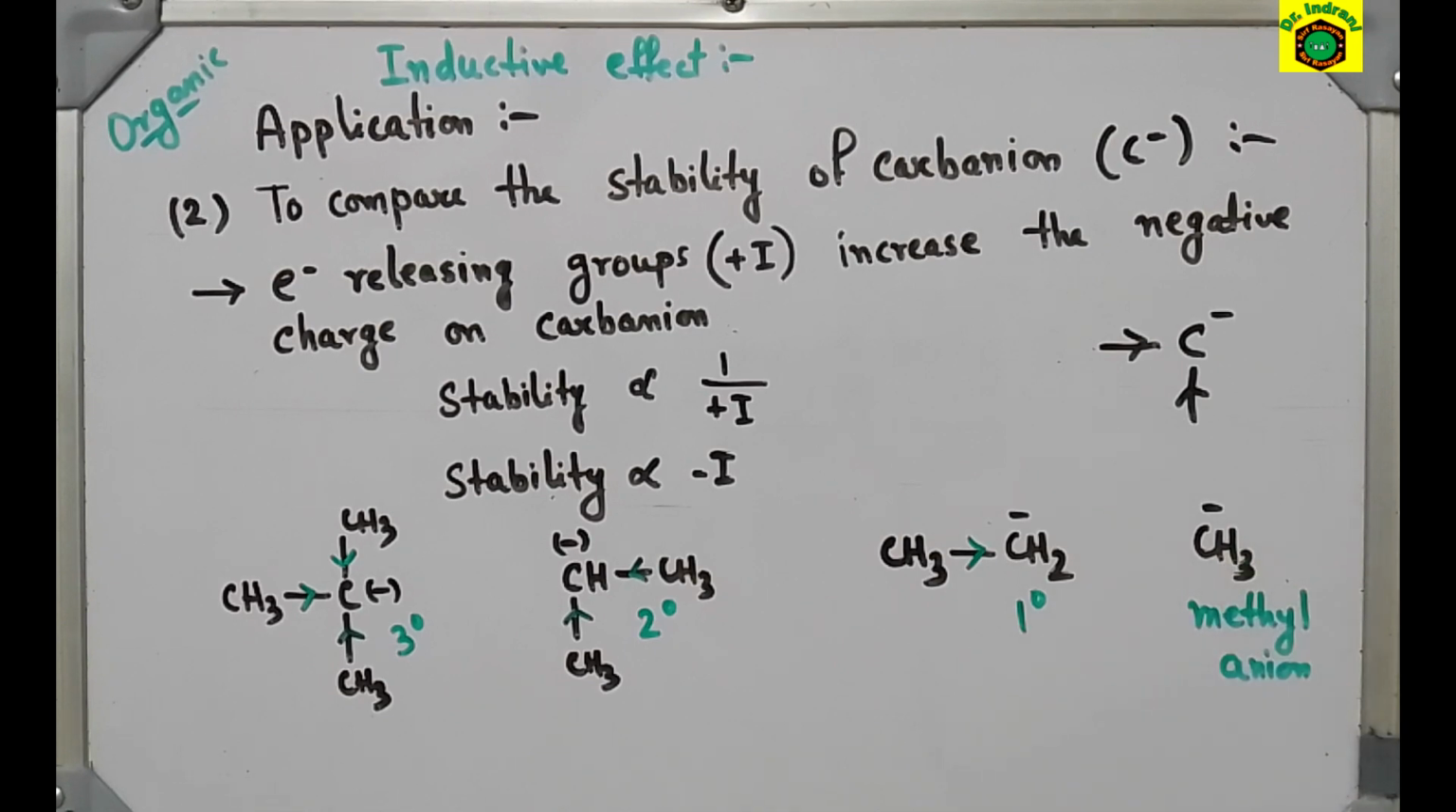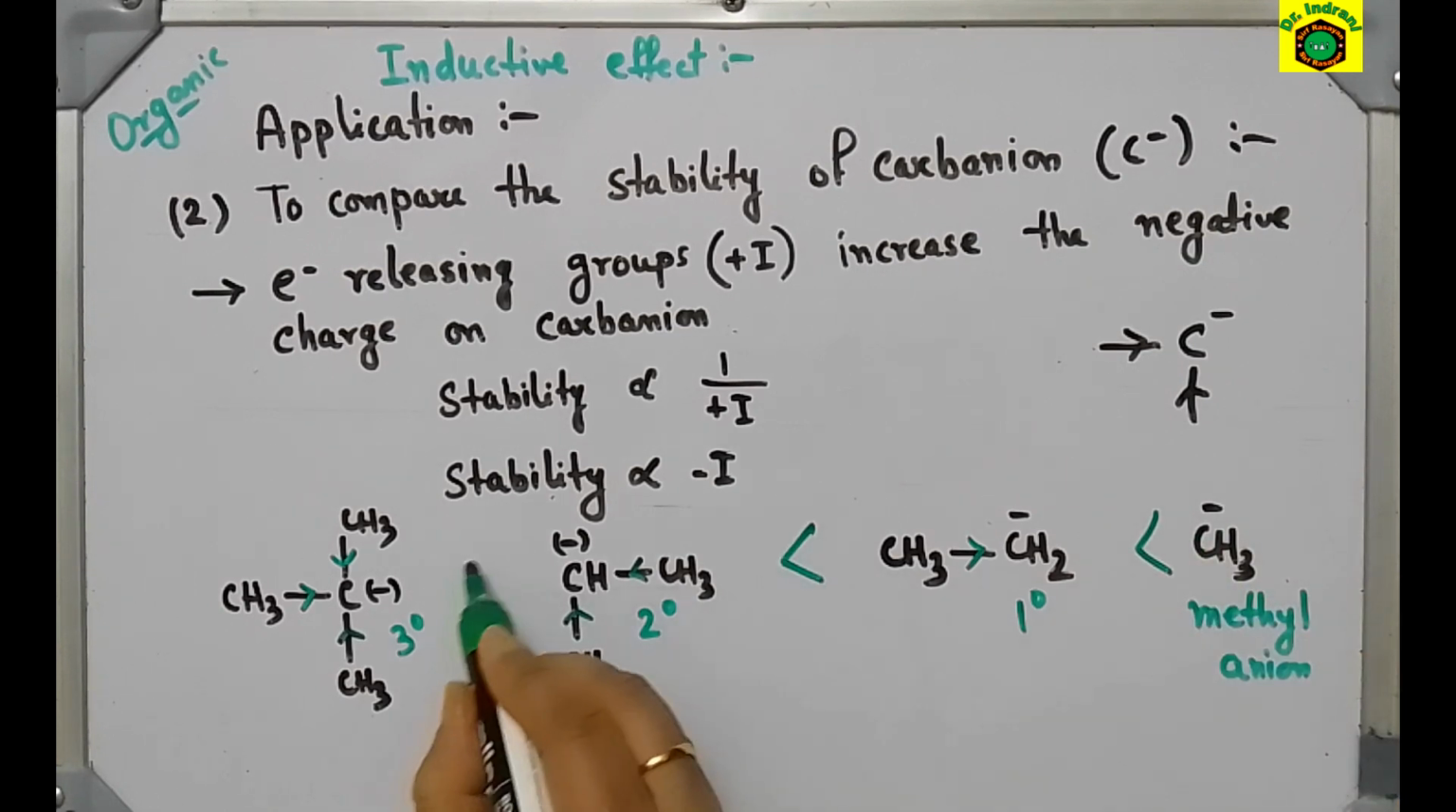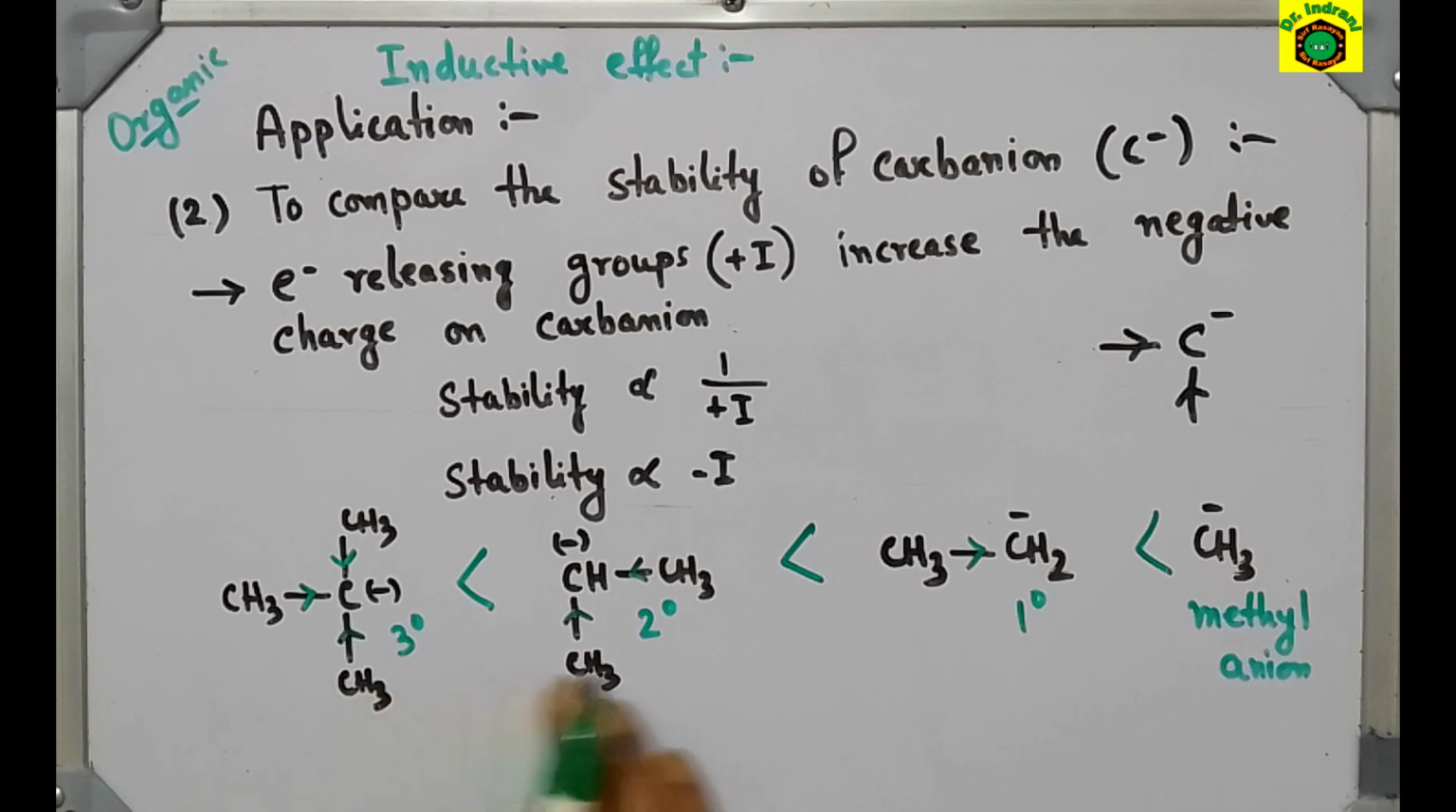So what will be the stability order? This is most stable. So stability is increasing in this direction, because on carbon, due to electron releasing effect of methyl group, means due to plus I effect of methyl group, on carbon negative charge density is increasing. That's why species is becoming less stable.